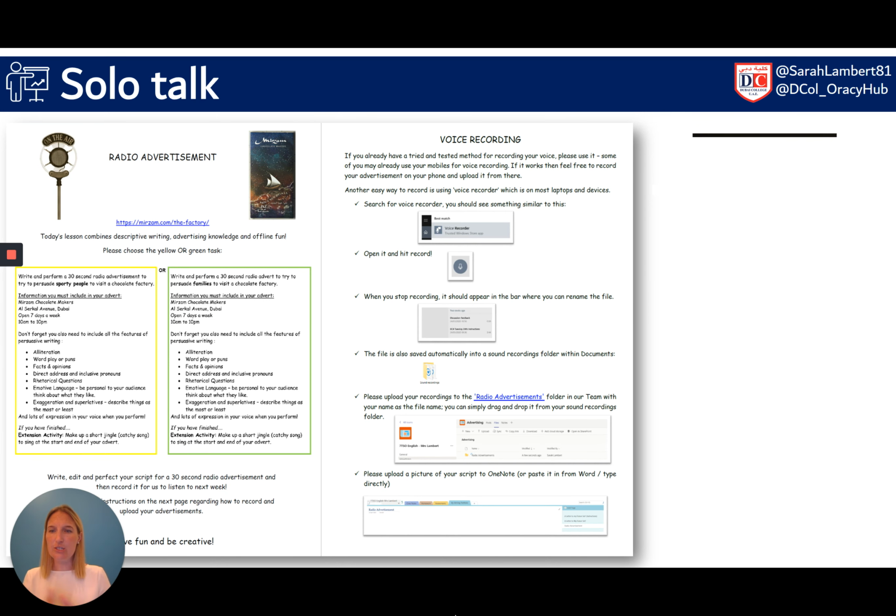The instructions, as you can see here, were as detailed as a written task. The actual task is on the left with the criteria, very clear content, structure, the detail I wanted, the instructions at the bottom, and then very explicit instructions for recording and uploading. And I thought I'd just play you, I think I've got time, a quick example.